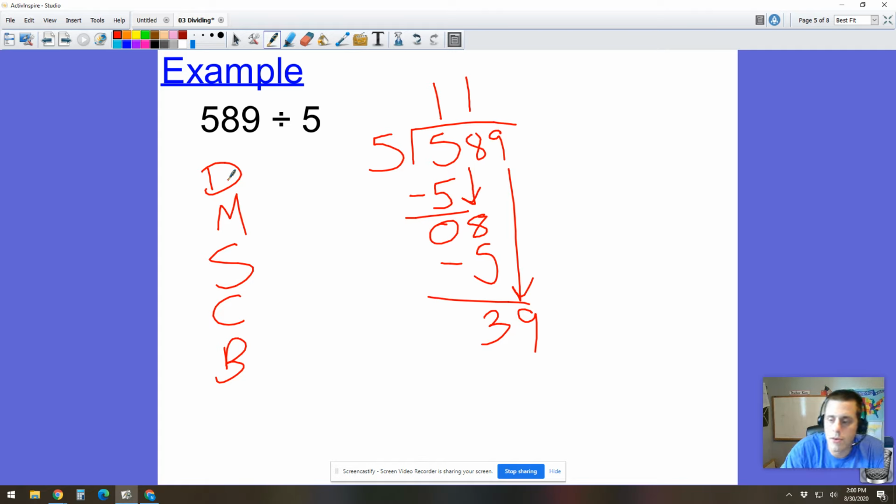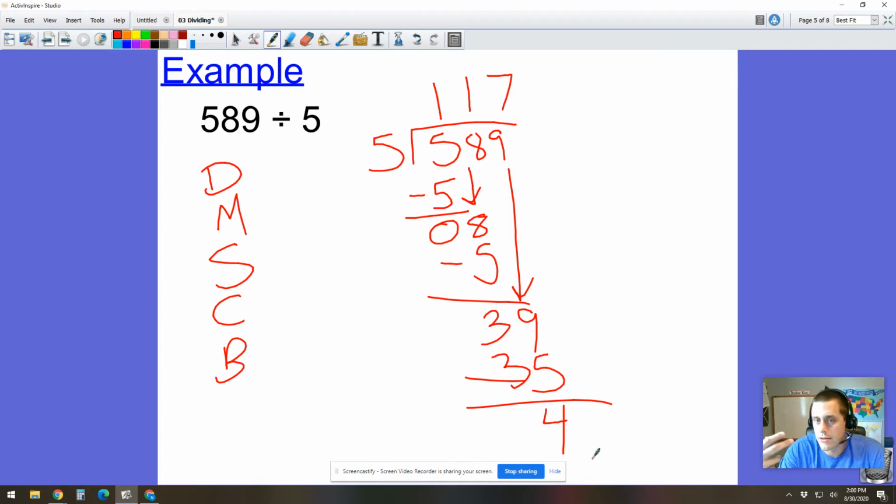Divide 5 into 39. How many 5s can I fit into 39? If you count by 5s, how many values will you say before you hit 39? It's going to fit in there 7 times. Multiply step. 7 times 5 is 35. Ready to subtract. 39 minus 35 is 4. Running our check step. 4 is less than 5, but there's nothing left to bring down. So I'm finished with the division loop.